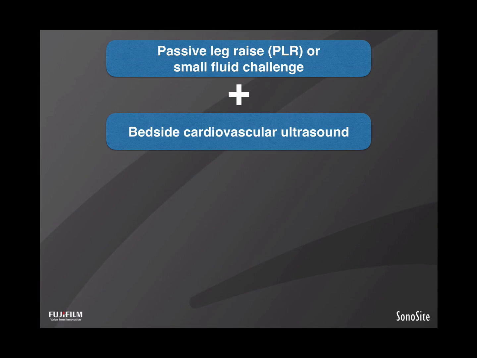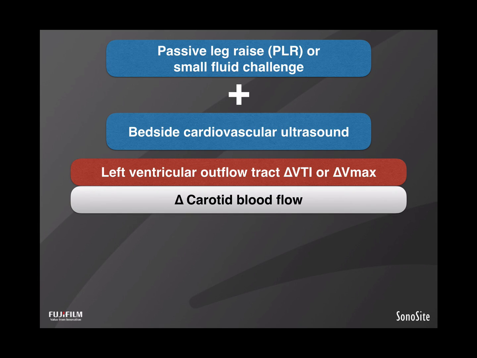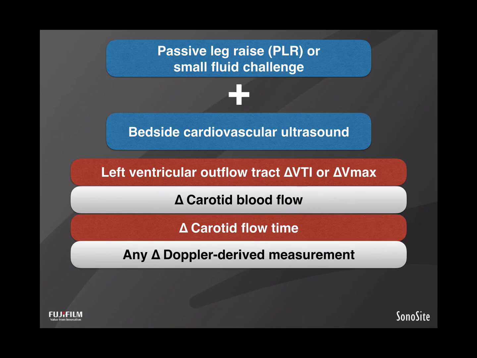So now going back to the trial and measurement concept. For trial, we're looking at the passive leg raise or small fluid bolus, or respiratory variability, and the intrathoracic pressure change. And then for measurement, we're still sticking with cardiac ultrasound, but now we're actually looking at more advanced measures. First, you have the left ventricular outflow tract delta velocity time integral, or maximal velocity, or delta VTI or Vmax. You have the delta carotid blood flow, delta carotid flow time, and any Doppler-derived measurement that is dynamic.